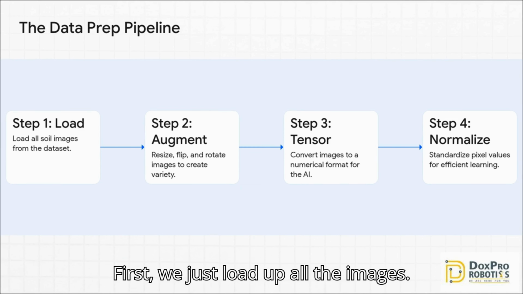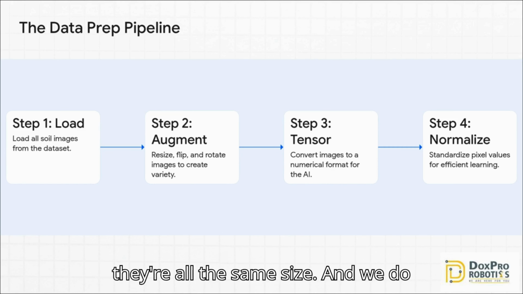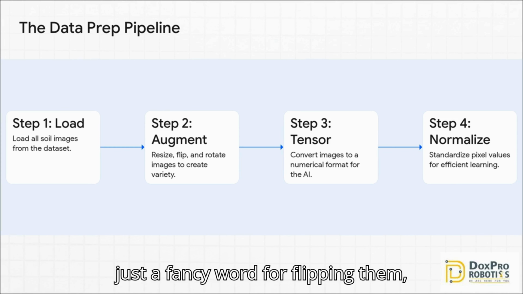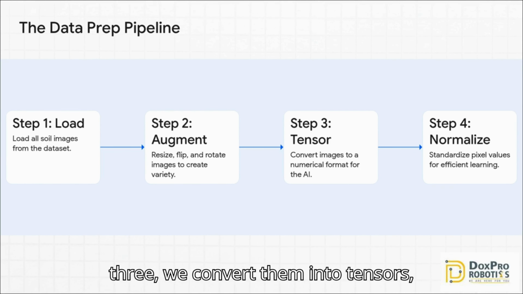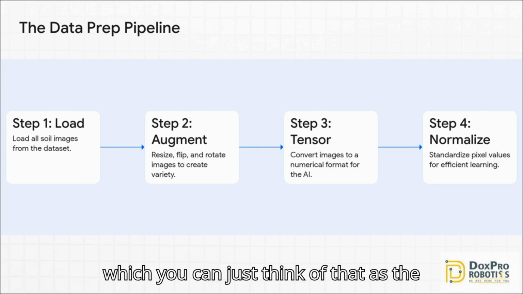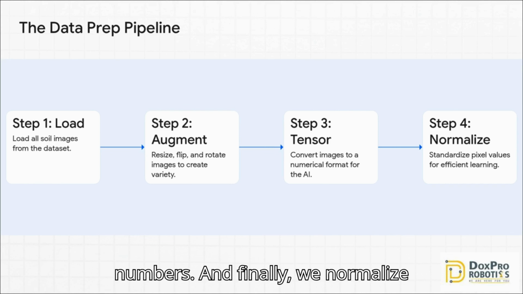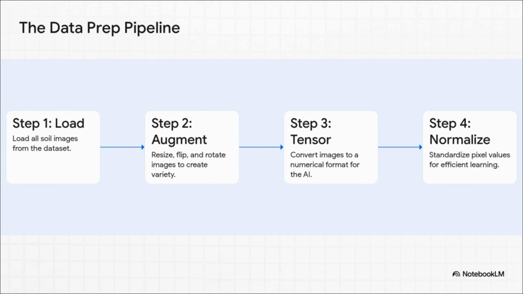First, we just load up all the images. Simple enough. Then we resize them so they're all the same size, and we do something called augmentation, which is just a fancy word for flipping them, rotating them, kind of mixing them up to give the model more to learn from. Step 3, we convert them into tensors, which you can just think of as the language computers speak, a big grid of numbers. And finally, we normalize everything, which just helps the model train faster and better.